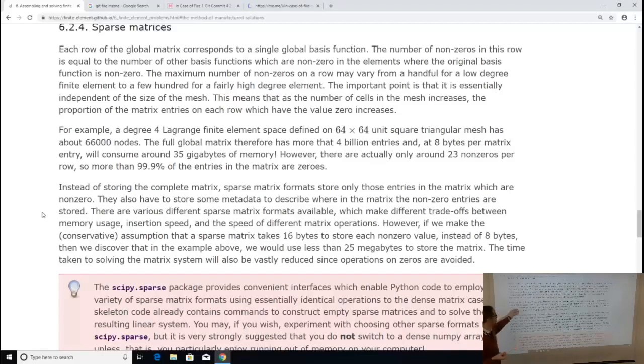Also, even if you manage to assemble this guy, what's the next thing you're going to do? The next thing you're going to do is call a linear solver on this, and the linear solver is going to spend, to a very good approximation, all of its time multiplying by 0, which is horrifically bad. So we don't do that because it's dumb.